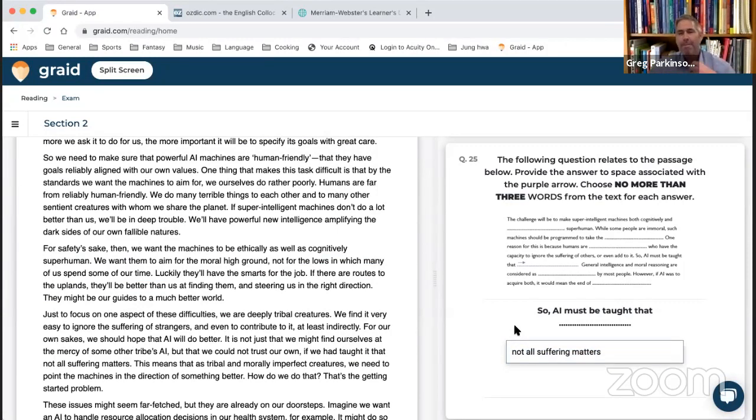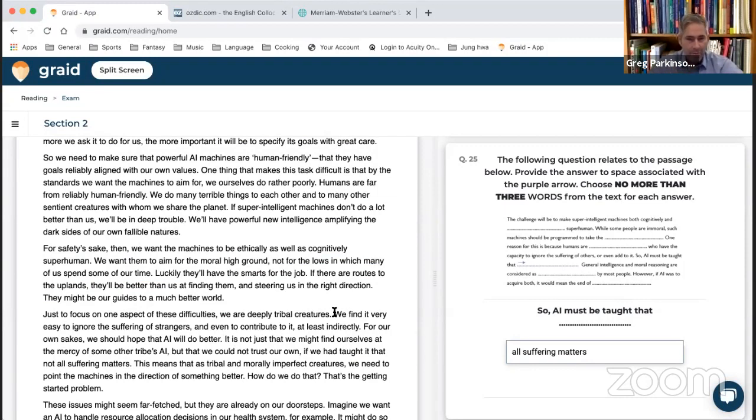This is where another key skill with the reading obviously is comprehension, right? So AI must be taught that all suffering matters. Now, to comprehend that, we just go back and we try to understand the sentence again, right? So the key to this is that this is a conditional sentence, right? So imagine this. If we had taught it that not all suffering matters, that means that would not be a good thing, right?